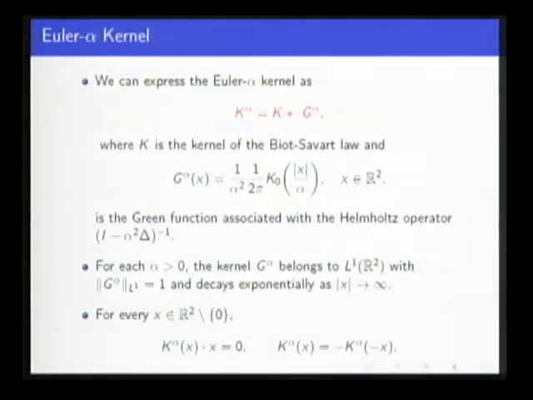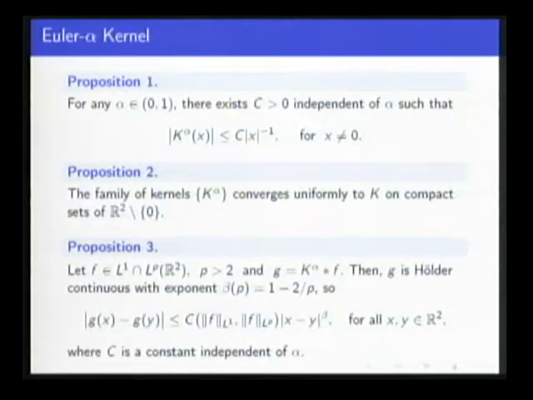So using these results, we are able to show a few properties of the Euler alpha kernel. First of all, using the exponential decay of G^alpha, one can show that the kernel K^alpha behaves at infinity just as our kernel K. And moreover, we can show that the families of kernels K^alpha converge uniformly to K on compact sets away from the origin. And also we can show that if you have a function g that is defined as the convolution of K^alpha with f in L^1 intersect L^p, then we have that g is Hölder continuous.